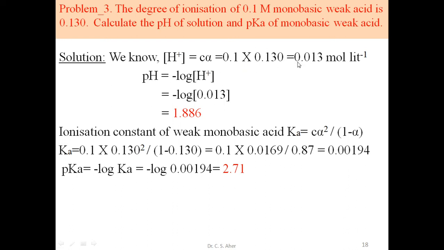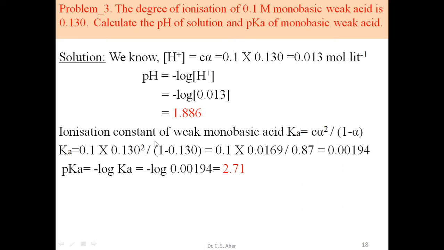So multiplication gives 0.013 moles per liter. This is C into alpha, that is the concentration of H plus ion. As we know the concentration of H plus ion, we calculate pH. What is pH? Minus log of H plus ion, so minus log of 0.013. Here we can use a scientific calculator to find the log easily. The final value is 1.886, so pH is 1.886. We arrive at this first. Then second is to calculate pK.